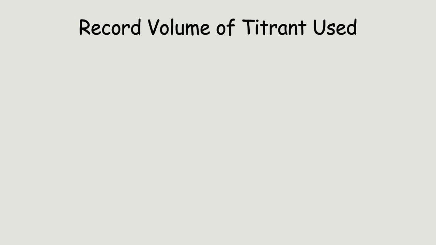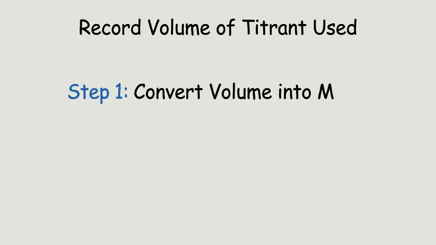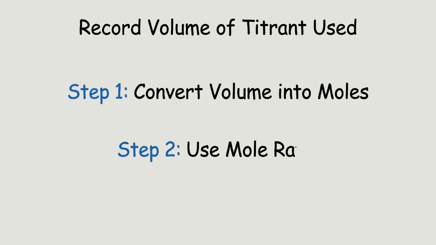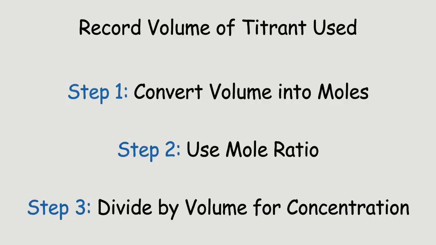The calculation follows a fixed logic. First, convert the titrant volume into moles using its known concentration. Second, use the mole ratio from the balanced equation to find how many moles of analyte were present. Third, divide by the analyte's volume to get its concentration.